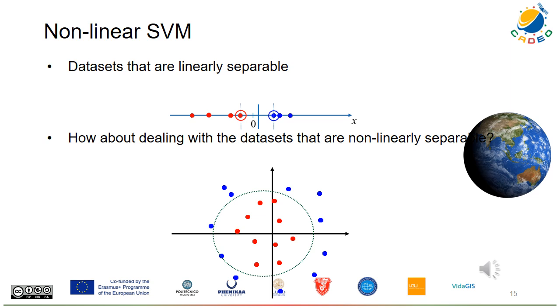In the previous slides, we introduced linear SVM. As you know, in real-world applications, most of the problems are not linearly separable. For the data sets that are linearly separable, we can use linear SVM to classify them. But how about dealing with the data sets that are non-linearly separable? As shown in this example, we have two classes here, blue points and red points. From this figure, we can see there's no line that can separate them correctly. But from this figure, we can see they are still separable. For example, we can use this circle, this dashed line, to separate the two classes.